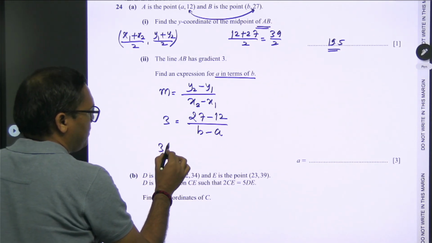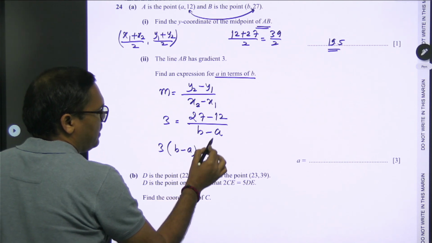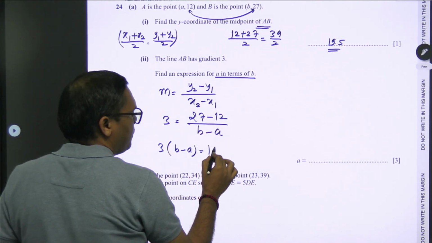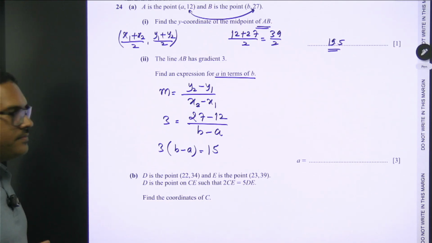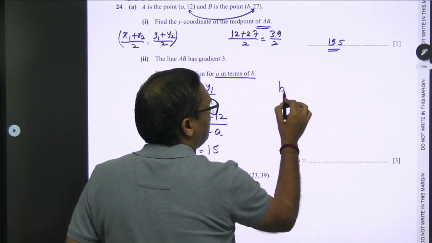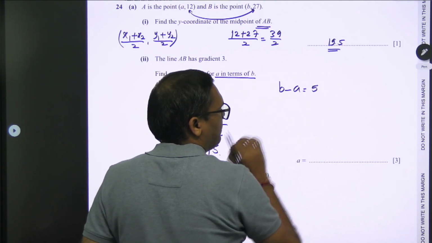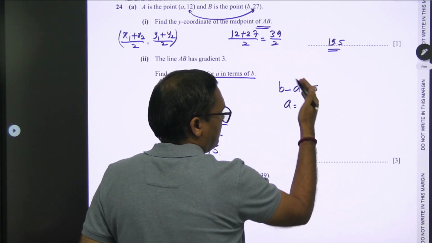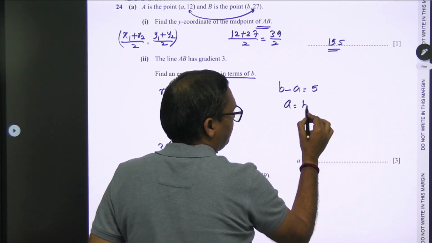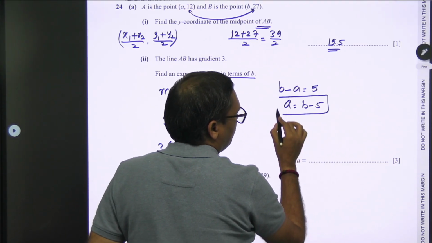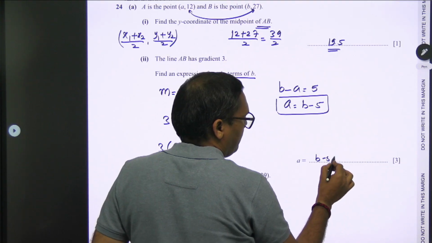Simplify this: b minus a, times 3, I can take this to this side, and this is 15. So further, b minus a is 15 divided by 3, which is 5. So what is a? Rearranging, a is equal to b minus 5. That is the answer.